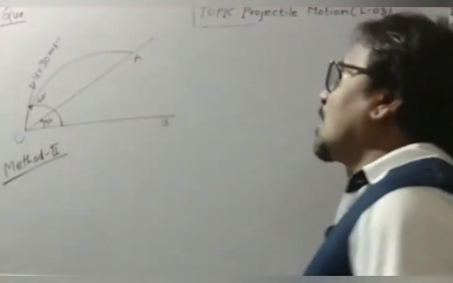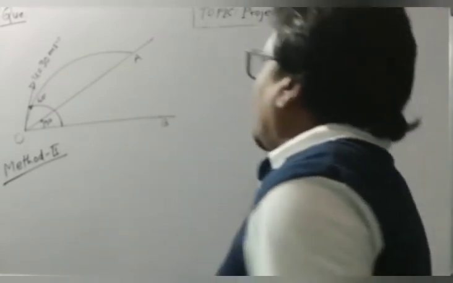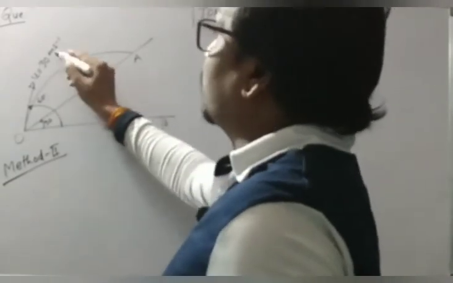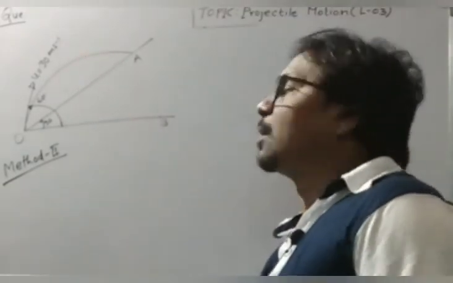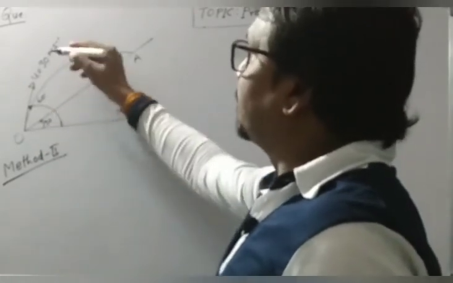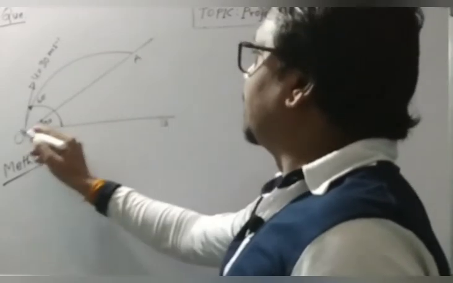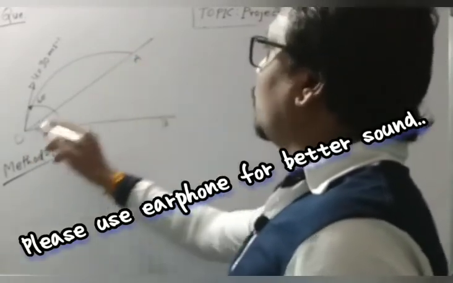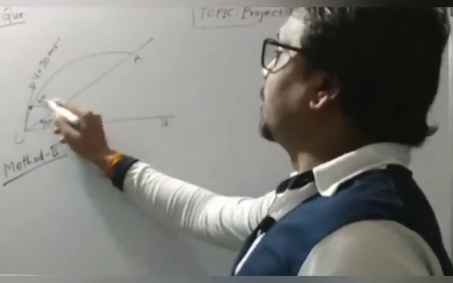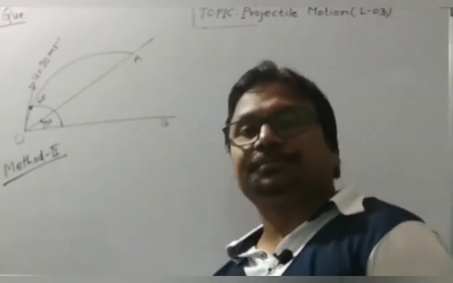Okay, dear. So, in this numerical, we have seen that u is the initial velocity of projection, 30 meter per second, and the angle of inclination for this inclined plane AOB is 30 degree and the angle of projection is 60 degree. Okay.